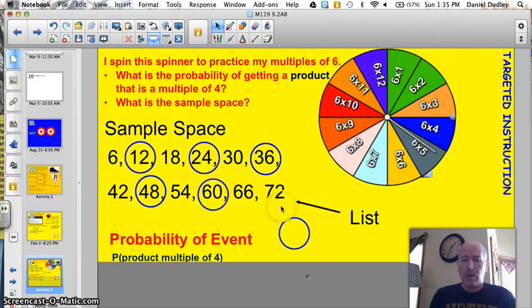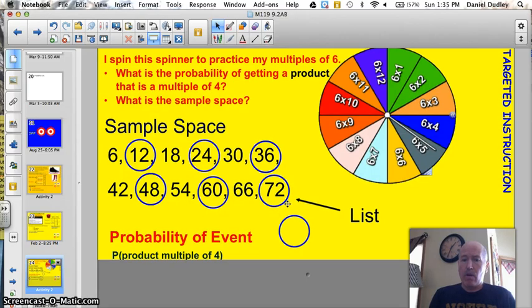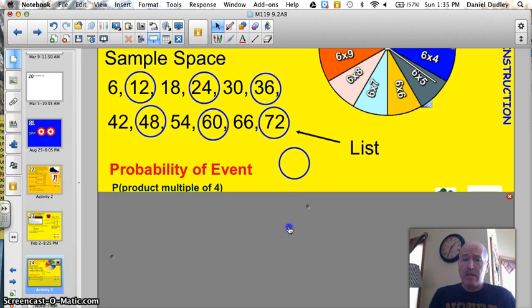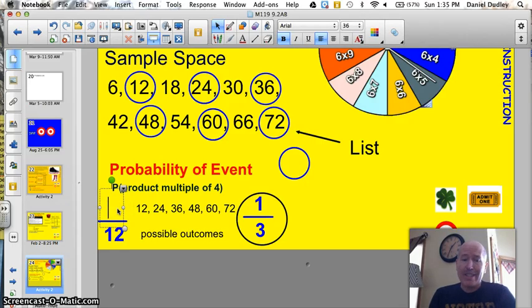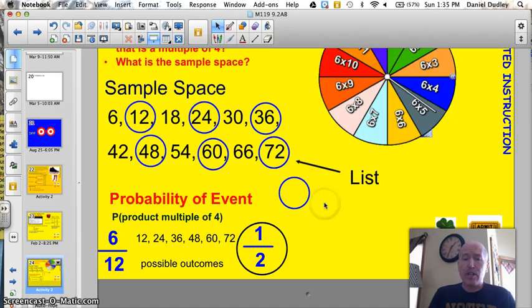60 is a multiple of 4, and so is 72. So my sample space includes all of these numbers, total of 12. Probability of the event, getting a multiple of 4, is actually, I did that wrong. Probability of getting a multiple of 4 is actually 6/12. 6 out of the 12. And, of course, that can be reduced down to 1/2. Sorry, I forgot to change that.